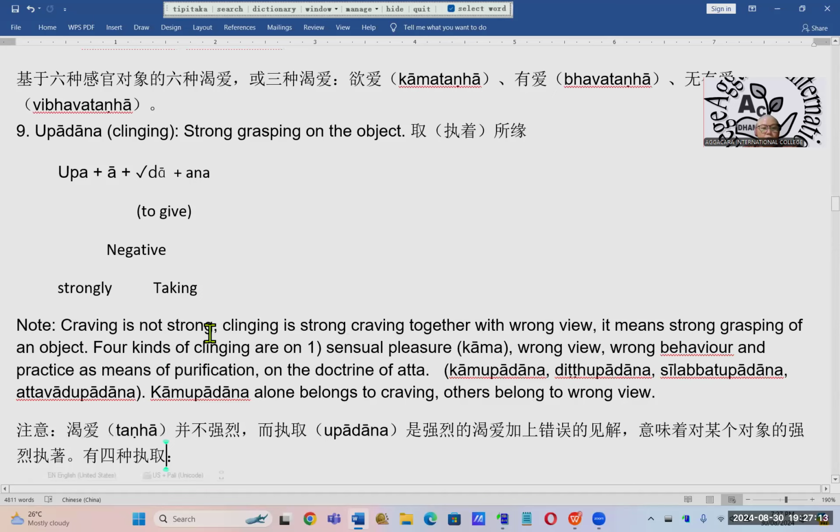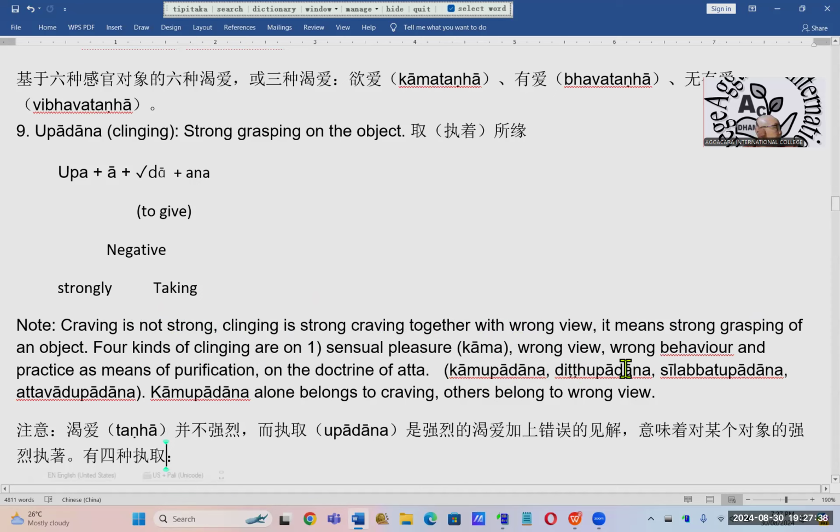Now, craving is not so strong, but clinging is actually strong craving together with wrong view. It means a strong grasping of an object. There are four kinds of clinging: sensual pleasure, karma, wrong view. So I put the Pali here: kama-upadana, karma plus upadana.